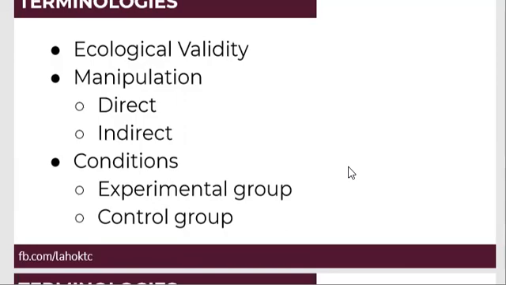When we say manipulation, it is the experimental treatment. So basically it is direct or indirect. Manipulation refers to the independent variable being studied. When we say direct, it is referring to modifying the physical setting. On the other hand, indirect refers to changing the verbal instructions to indirectly manipulate the independent variable.